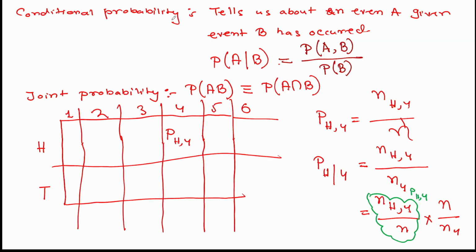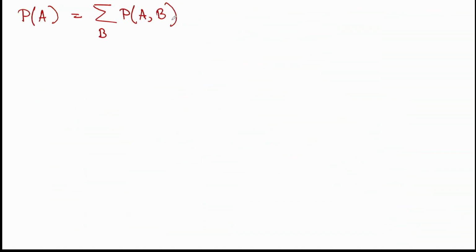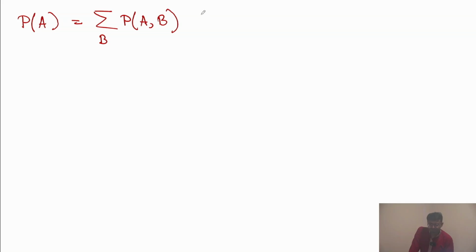If I ask you what is probability of 1, you will sum over the column, that will give you 1 by 6, 1 by 12 plus 1 by 12. So, that will give you 1 by 6. So, that is the sum law. That means if you have the joint distribution and if you want to find distribution of a given event, you just sum over the other event. This has many names. One of the popular names is marginalization.